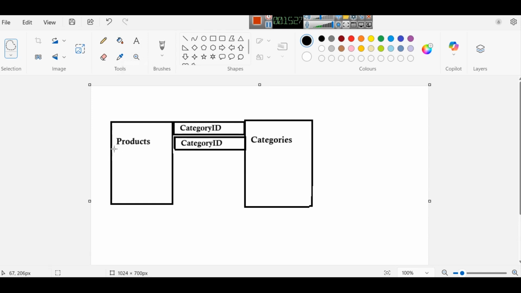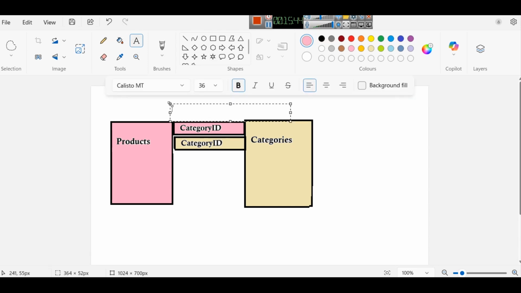So what will we write? We'll write products dot category ID equal, and just to understand, let me color this as this color and let me color this as this color. So this will make you understand. So this is join in MySQL. Is it a little bit clear?